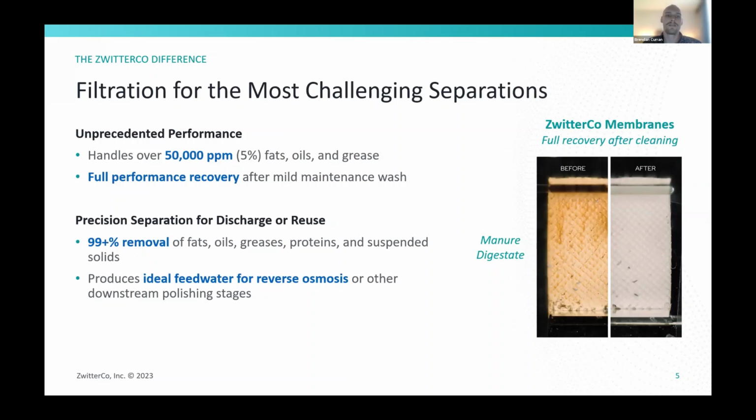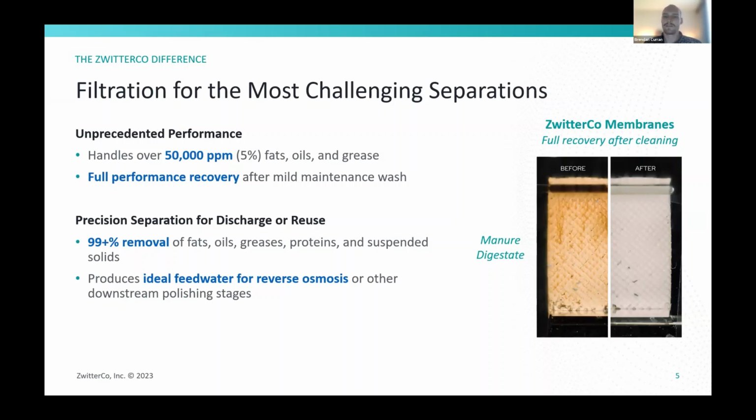So because of the way the Zwitter ions self-assemble and the low-fouling nature of the membrane, we've handled streams with over 50,000 ppm of fats, oils, and greases. That's huge, especially in food waste digestate. That's a very big driving factor for why people are using these membranes before RO in food waste digestate. There isn't as much fats, oils, and greases in manure digestate, but some of the streams do have a lot of fats, oils, and greases. And then we'll get the full performance recovery, like I've mentioned a few times, after the mild maintenance wash.